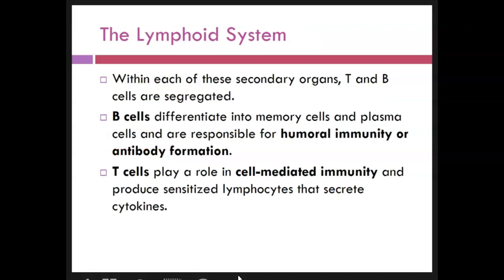Within each of these secondary organs, T cells and B cells are segregated, kind of like police stations scattered throughout your body. B cells differentiate into memory cells and plasma cells, which are responsible for humoral immunity and antibody formation. So humoral immunity is the stuff that's circulating through your blood, or the humors. It goes back way into early medicine. T cells play a role in cell-mediated immunity and produce sensitized lymphocytes that secrete cytokines.